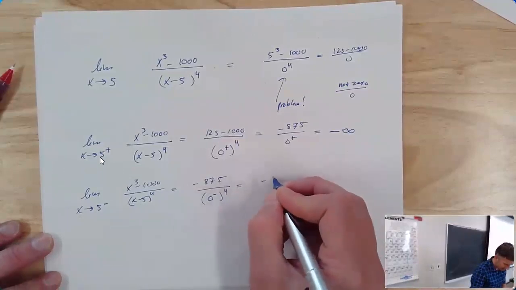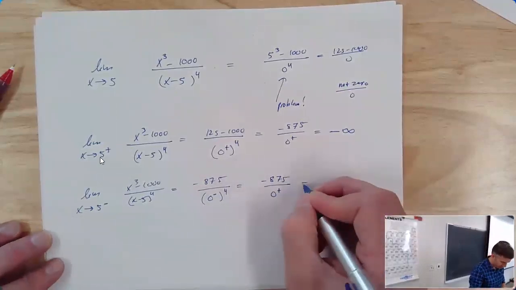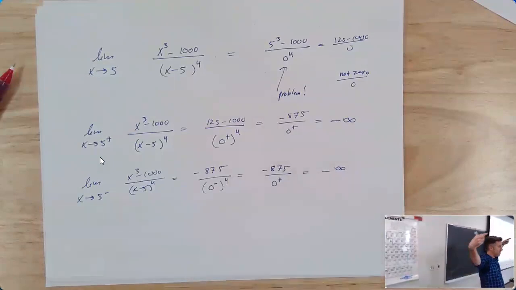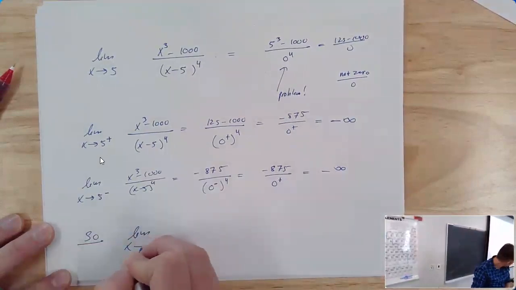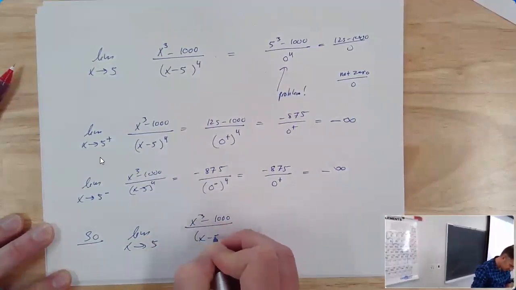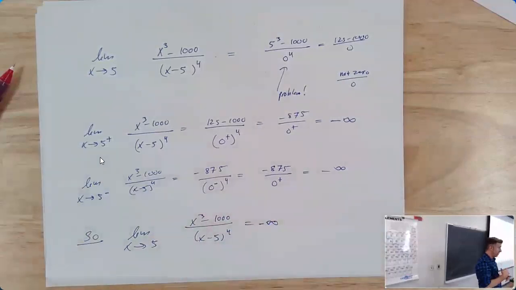A positive number to an even power is positive. So I still have negative 875 over a very, very slightly positive number, which is still going to result in negative infinity. Since the left side and the right side are both going down to negative infinity, the overall limit is also negative infinity. Right, that's what you have to do. Typically, some algebraic manipulation, or if it's sine x over x, like a trig thing.